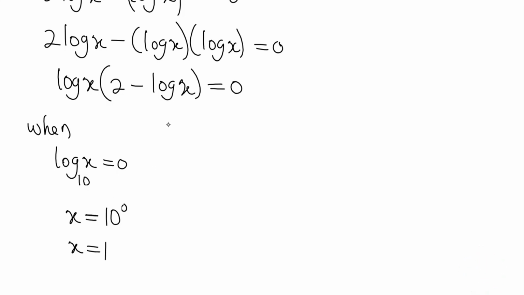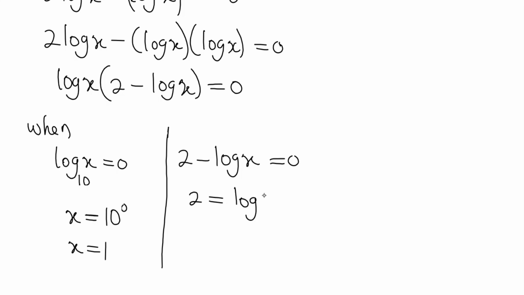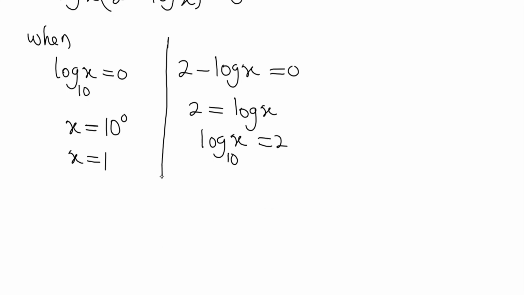Now let's focus on the other. The next one is when we have 2 minus log x also equal to 0. Here we can group like terms, so 2 is equal to the logarithm of x. We can write this as log x is equal to 2. Remember that this also has a base of 10, so when we change this to exponential form, we have x equal to 10 exponent 2. So basically x is equal to 100.